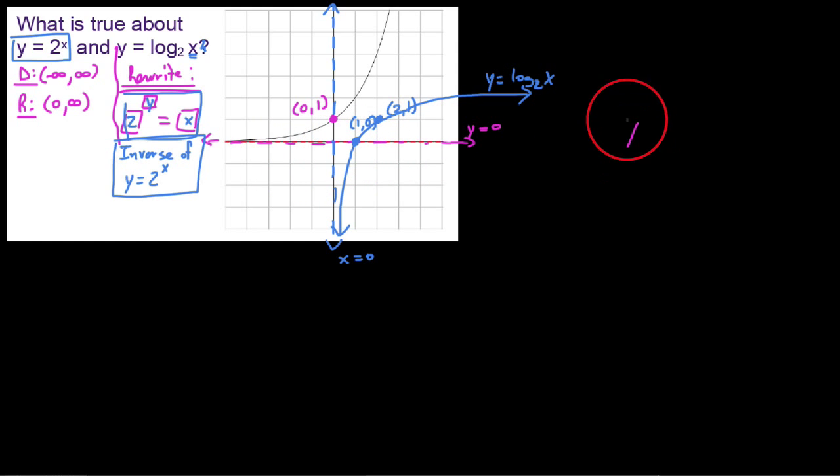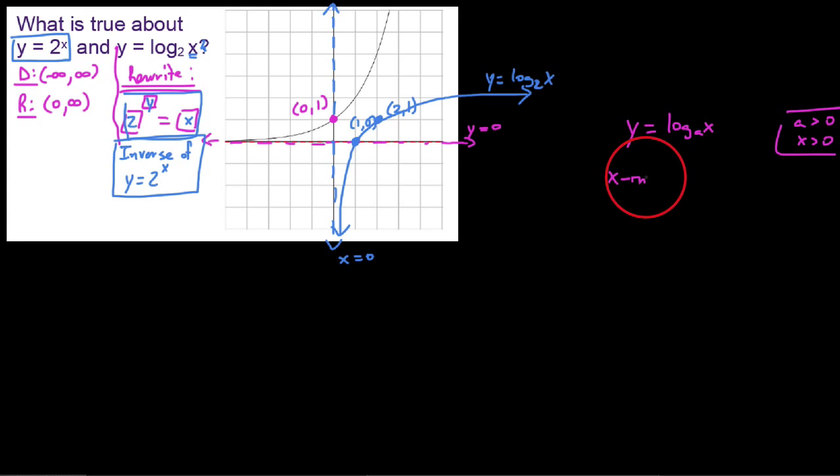So for all y equals log base a of x graphs, where a is positive, x is positive, and a can't be equal to 0. These are the stipulations here. For something like this, we're going to have an x-intercept at (1, 0). This is always on our graph.